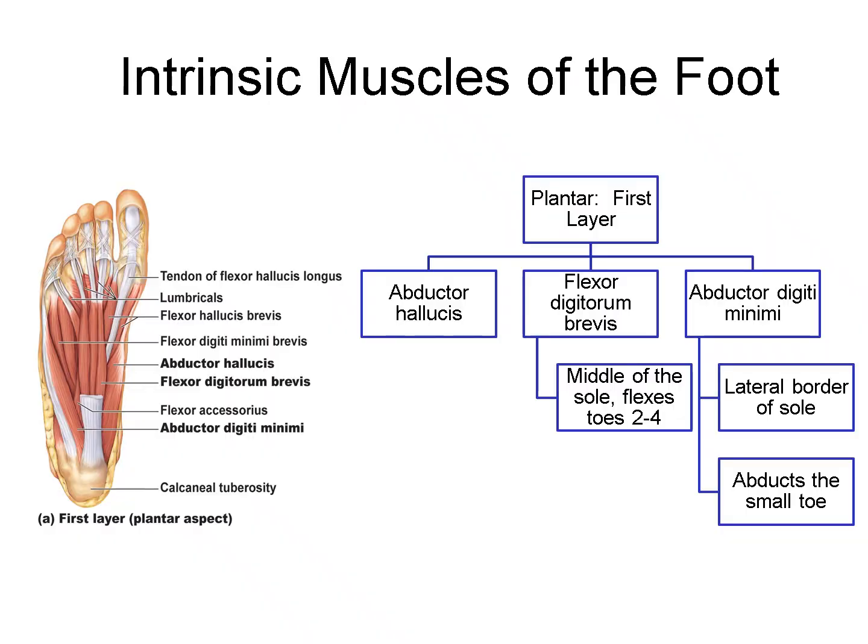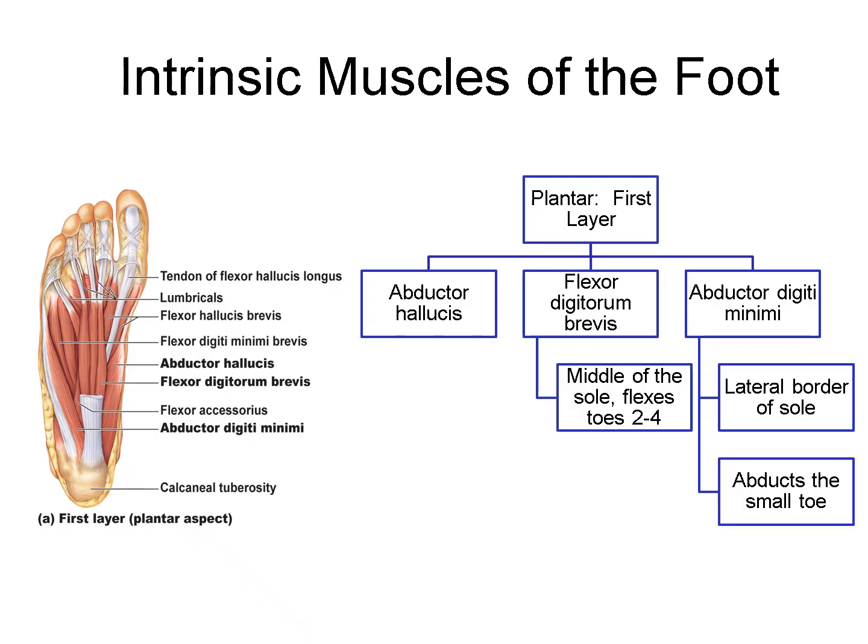The plantar aspect or sole of the foot consists of 4 layers. The first layer is the most superficial and contains the abductor hallucis, flexor digitorum brevis, and the abductor digiti minimi. The abductor hallucis has its origin on the calcaneal tuberosity and plantar aponeurosis. It inserts on the proximal phalanx of the great toe. Obviously, it abducts the great toe.